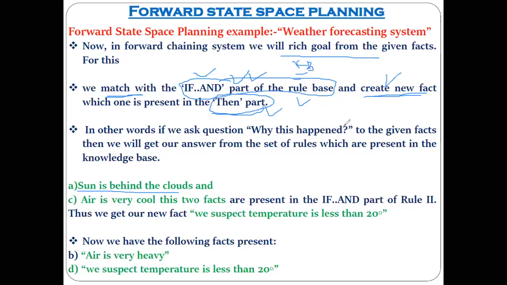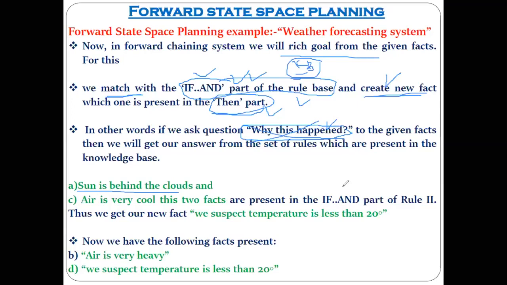Now, this is written incorrectly. This is actually related to backward state planning. What should have been here? What kind of question do we have to ask the knowledge base, such as what will happen next? Why did this happen? That is part of backward state planning. Correct? Yes. Now, to the knowledge base, what kind of question do we have to ask? What will happen next, or why did this happen? To the given knowledge base, what question will the AI agent ask?